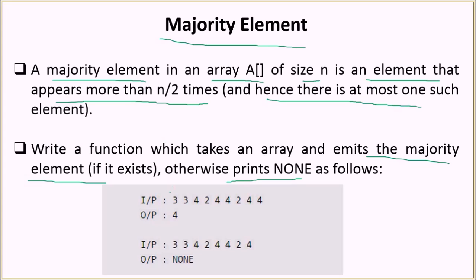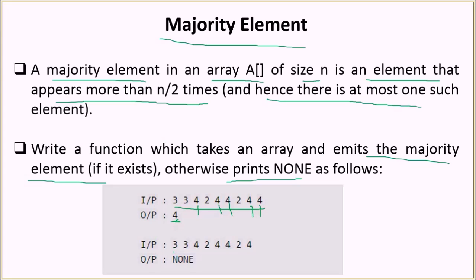So let's understand it with an example. In this array we have a total of 9 elements, and the output is 4 here. Why? Because 4 is appearing 5 out of 9 times. So 1, 2, 3, 4 and 5. So 4 is appearing 5 times out of total 9 elements. So that is why 4 is a majority element here.